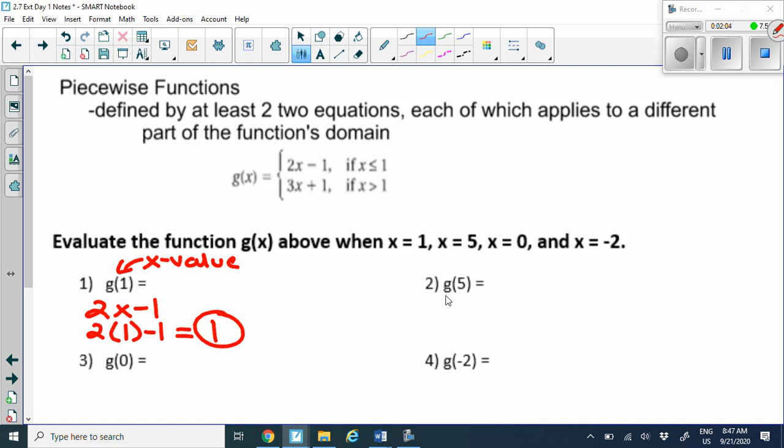Okay, let's do the next one, g of 5. Remember, 5 is what we considered our x value, okay? So this x value has to satisfy one of the restrictions, okay? Is 5 less than or equal to 1? No, that's not true. Is 5 greater than 1? Yes, that is true. So we're going to plug 5 into the second equation. So we get 15 plus 1, which gives us 16.